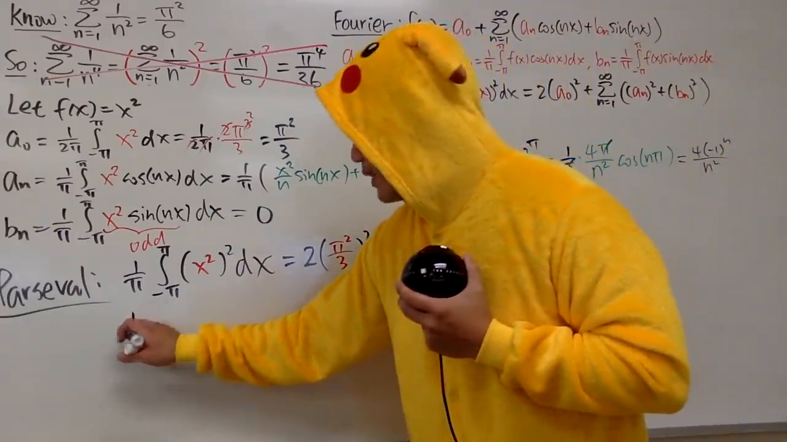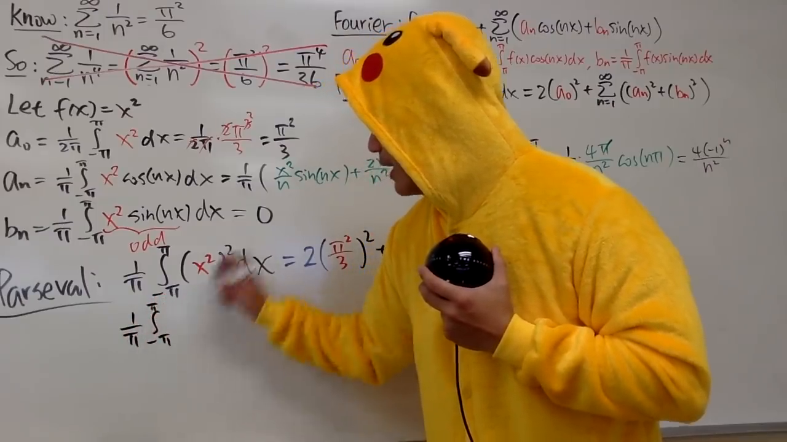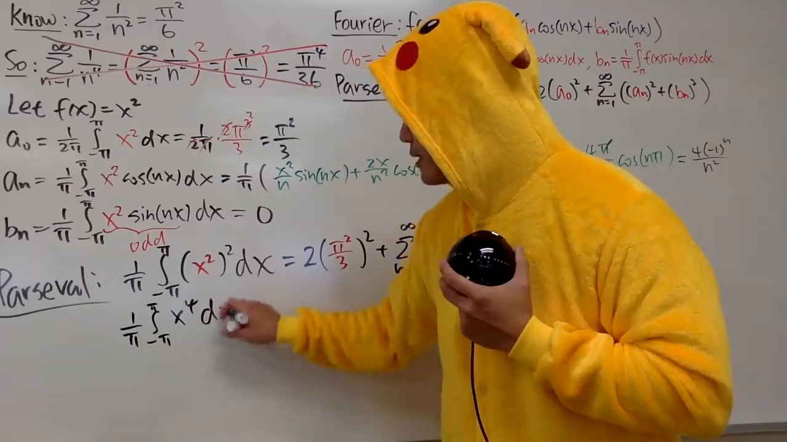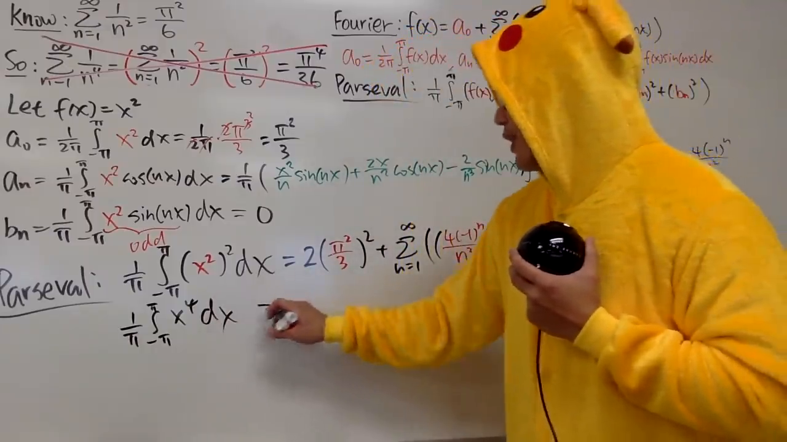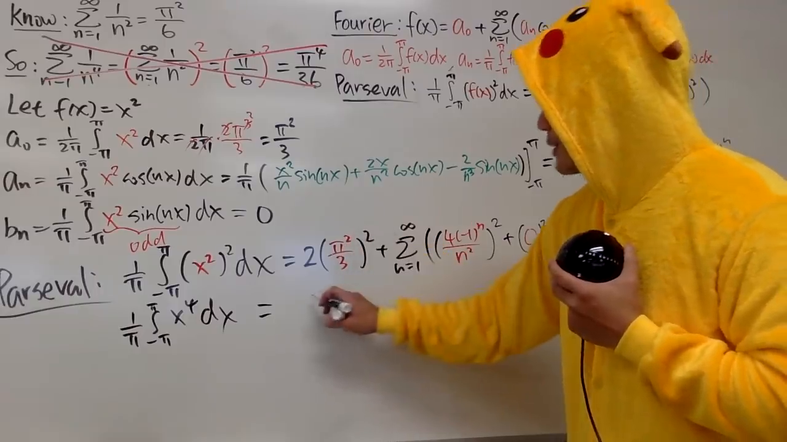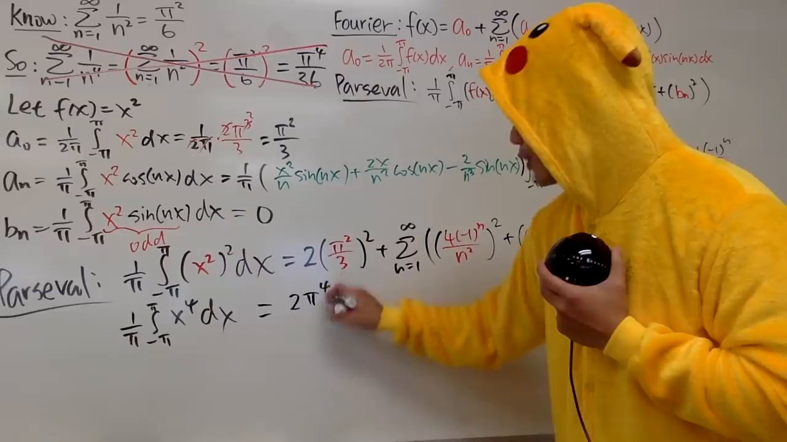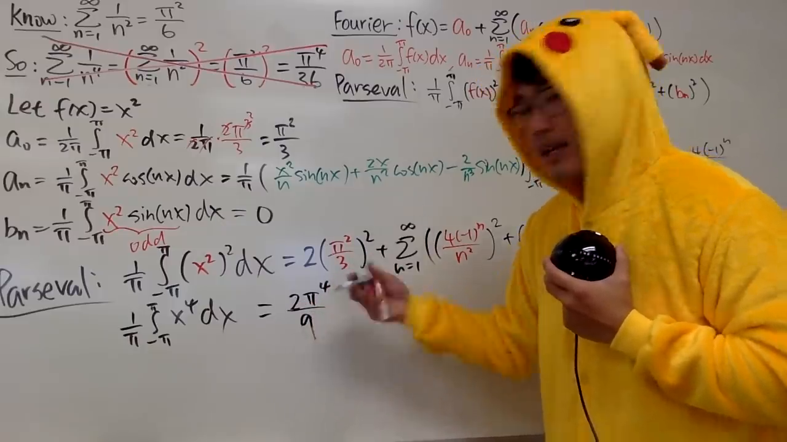Here we have 1 over pi, and we have to integrate from negative pi to pi, and this is of course x to the fourth power dx. And we'll just do that in our head in a second. This right here, let's see, this is pi to the fourth power, and then we'll have multiplied by 2. So we have 2 pi to the fourth power over 3 squared, which is 9, like this.